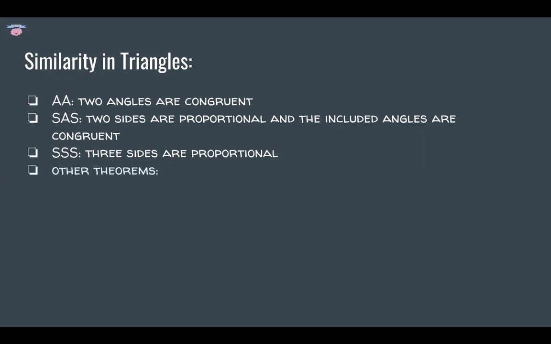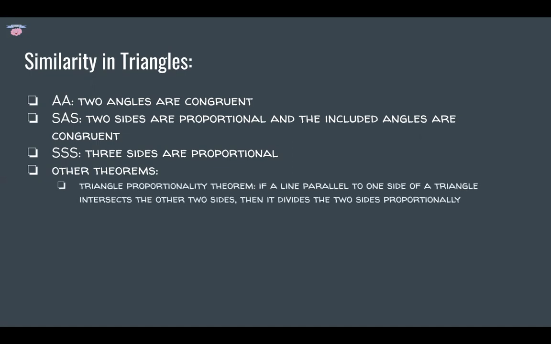Some other theorems. So these are the three main similarity proving theorems, but there are some other theorems too. The triangle proportionality theorem: if a line parallel to one side of the triangle intersects the other two sides, then it divides the two sides proportionally. In the triangle, a line is parallel to the third side, and it intersects these two. That means that if this is A, this is B, this is C, this is D, A to B is equal to C to D. And yes, it's a pretty complicated proof.